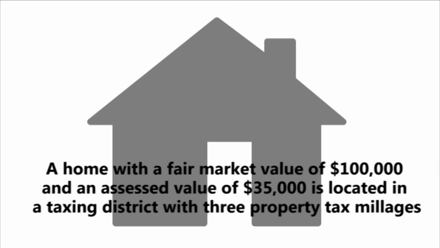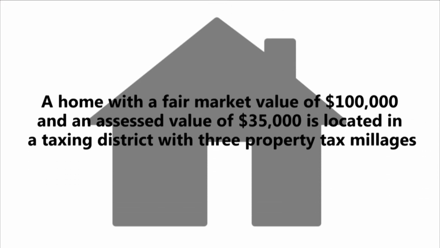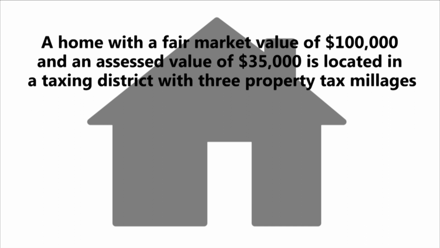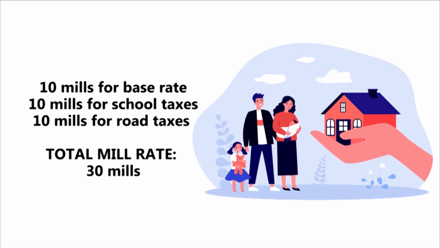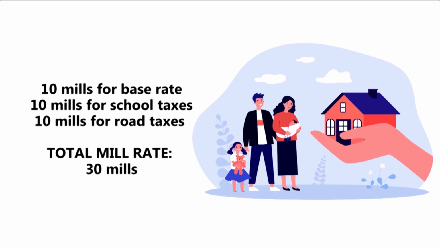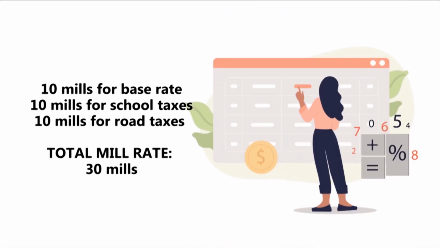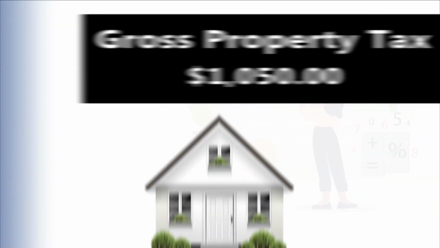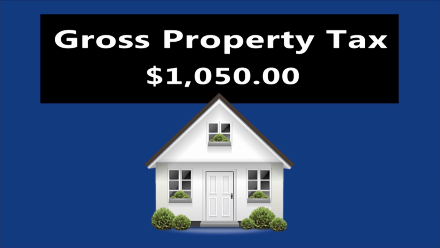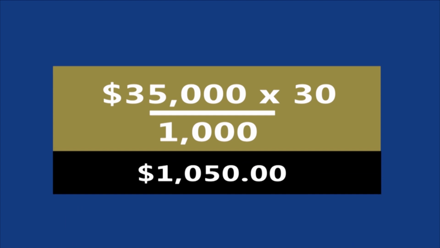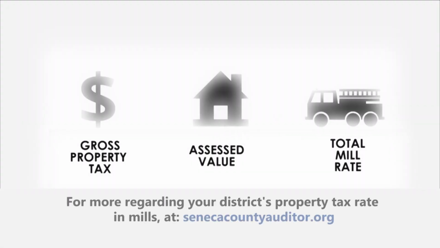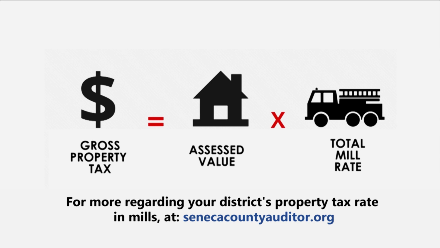In our example, a home with a fair market value of $100,000 and an assessed value of $35,000 is located in a taxing district with 3 property tax millages. That's 10 mills for the base rate, and let's just say 10 mills for school taxes and 10 mills for road taxes. That's a total of 30 mills. Using the formula, the taxpayer owes a gross property tax of $1,050. That's $35,000 times 30 divided by 1,000. It equals $1,050.